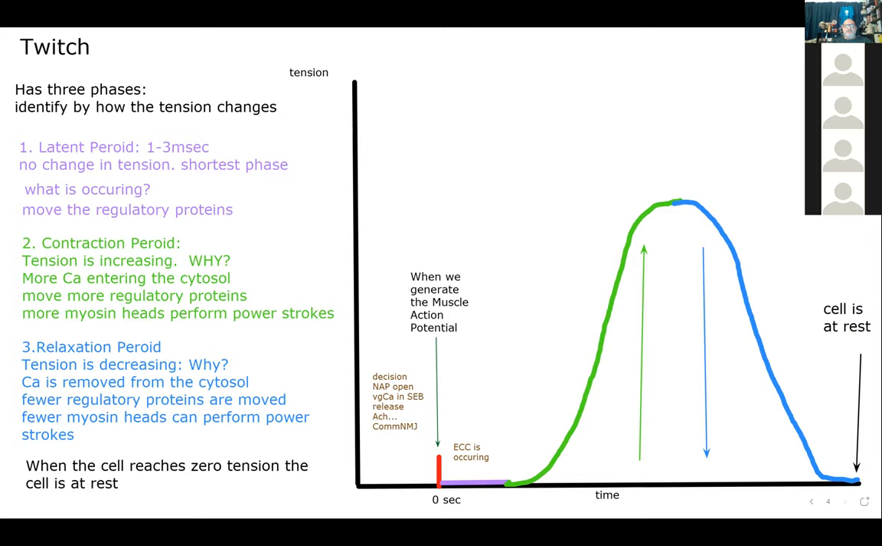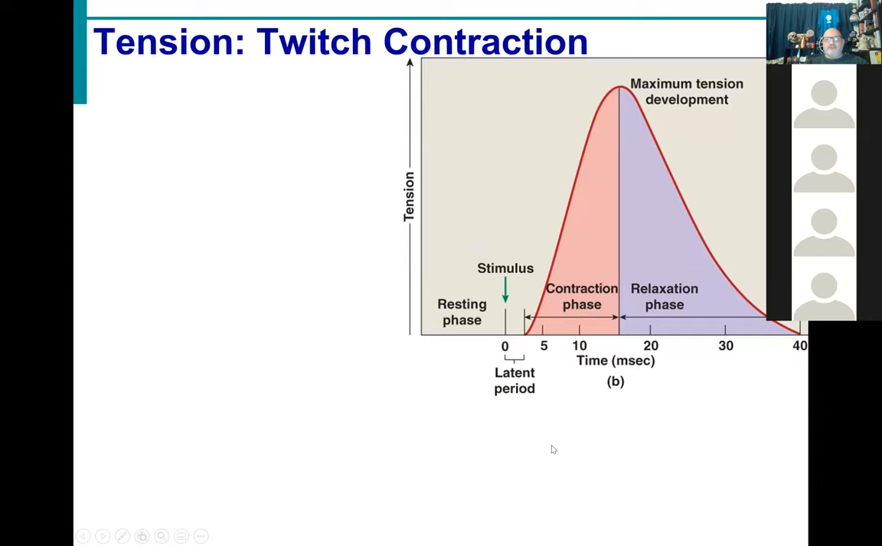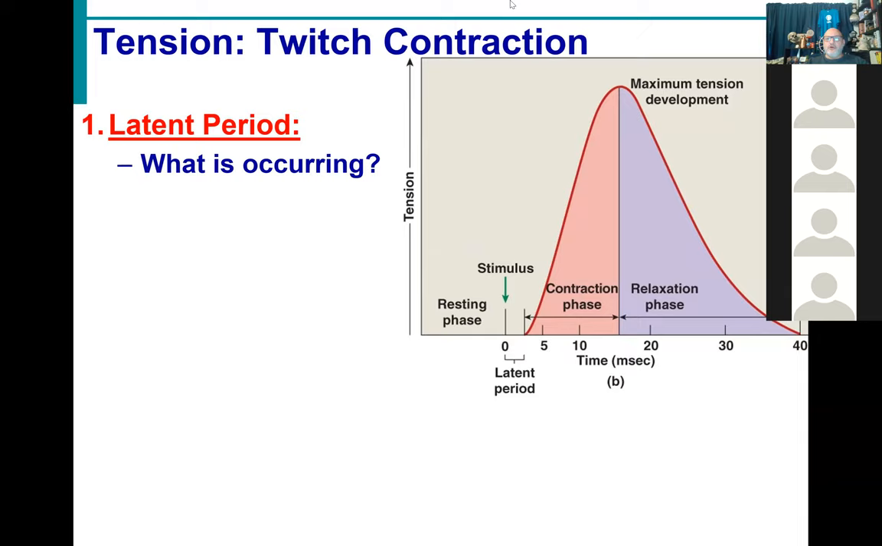Notice we have done this nicely on the whiteboard. Your textbooks graph something like the gastrocnemius and it shows the exact same thing. Notice as we've talked about, we have the offset zero time because this is when that communication at the neuromuscular junction takes place. Because before we can generate a muscle action potential, we have to make the decision. We have to send the signal. We have to do all those things that we've talked about. So the zero time is when we produce the muscle action potential. And then notice tension doesn't increase immediately. First, we have that latent period. This is when we're moving those regulatory proteins, basically when excitation-contraction coupling is occurring.